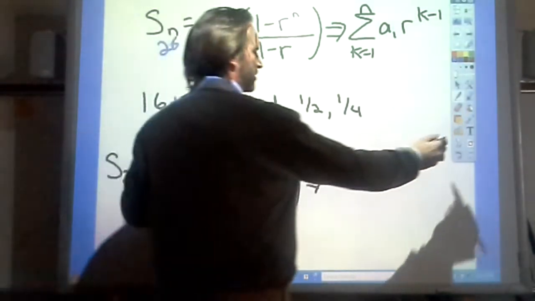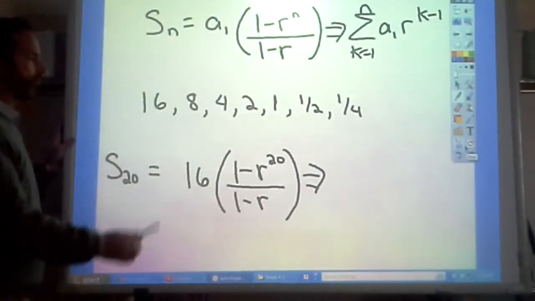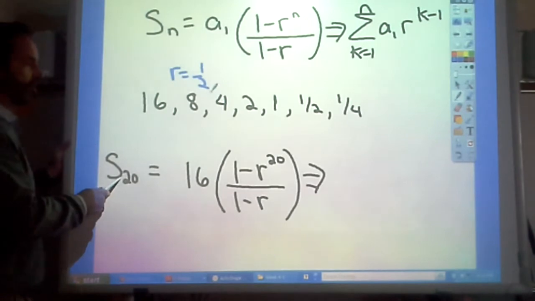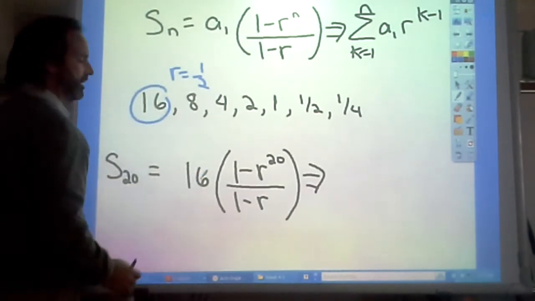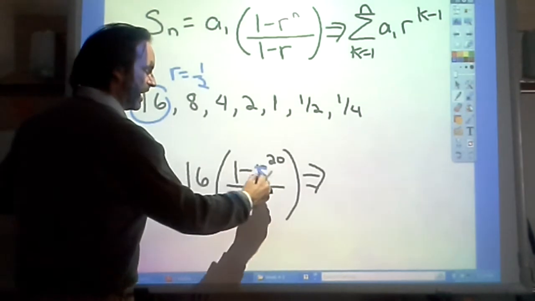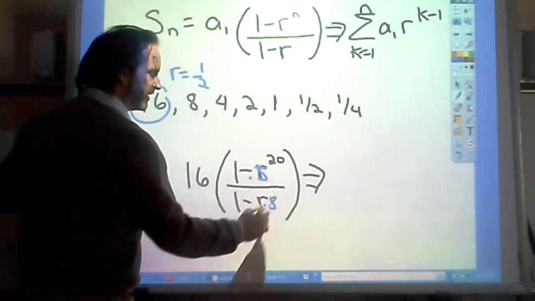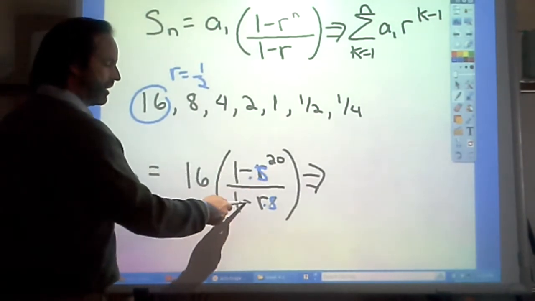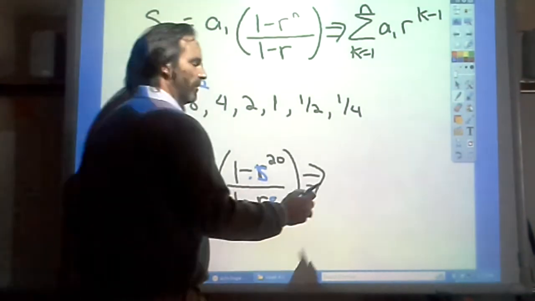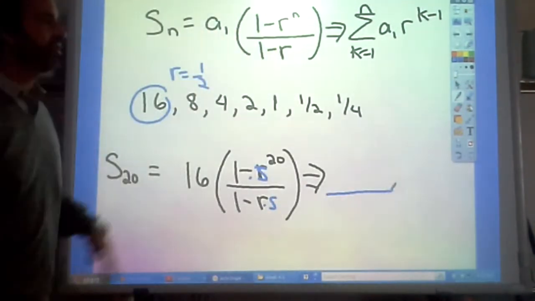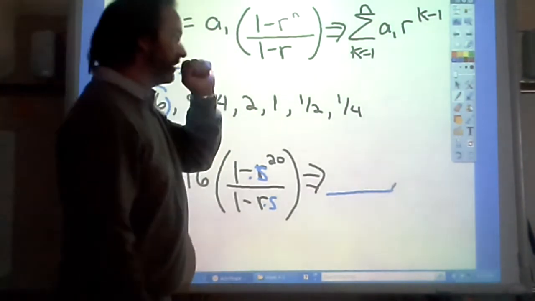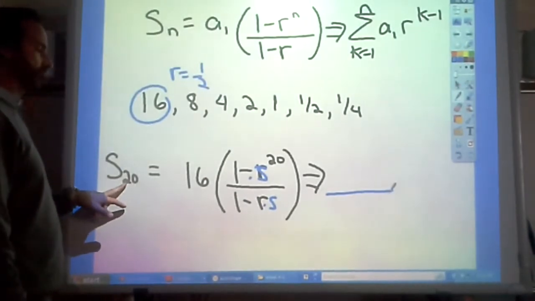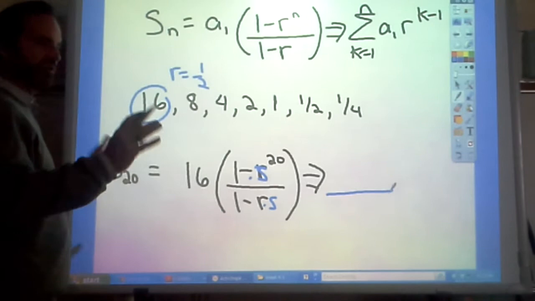So for this one, here's a sequence where my ratio is 1/2. If I want the sum of the first 20 terms, my first term a sub 1 is 16, and here I've got 1 minus, and I plug in 0.5, or 1/2, and plug in 0.5 down here. So 1 minus 0.5 to the 20th power on top of 1 minus 0.5, and that would get me my sum, okay? Now you notice what I have up here. This is another way of doing it.